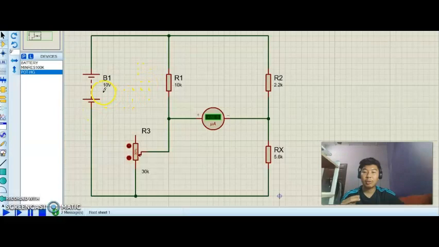We have the DC battery of 10 volt here and the resistor of 10 kilo ohm with the 2.2 kilo ohm resistor and unknown resistor of 5.6 kilo ohm and the variable resistor of 30 kilo ohm. And this is the DC ammeter here.